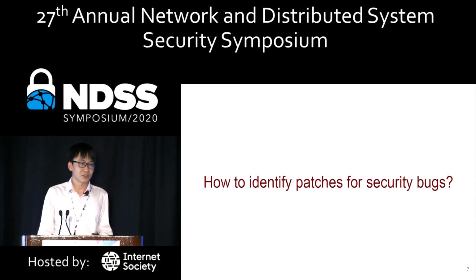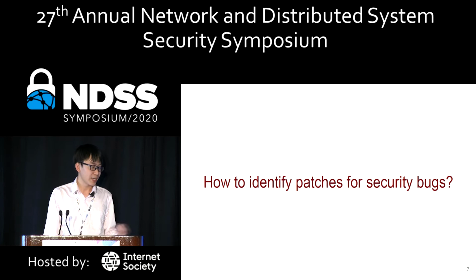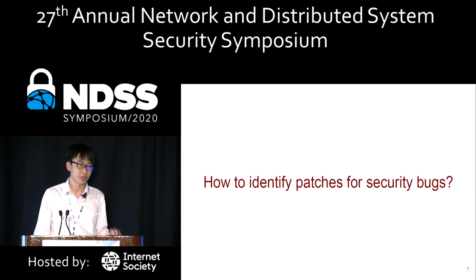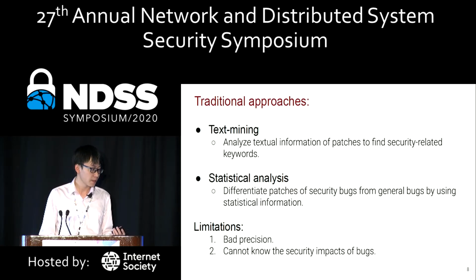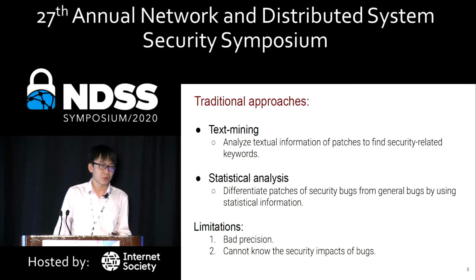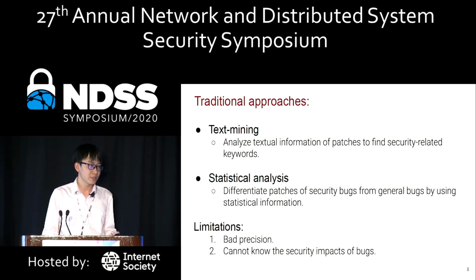Okay. So the following question is how can we identify the patches for security bugs? The traditional approaches are usually based on two main methods. The first one is the text mining method, and the second one is program analysis. But both of these methods have some limitations, such as they may have bad precision, or they cannot know the security impact of bugs precisely.